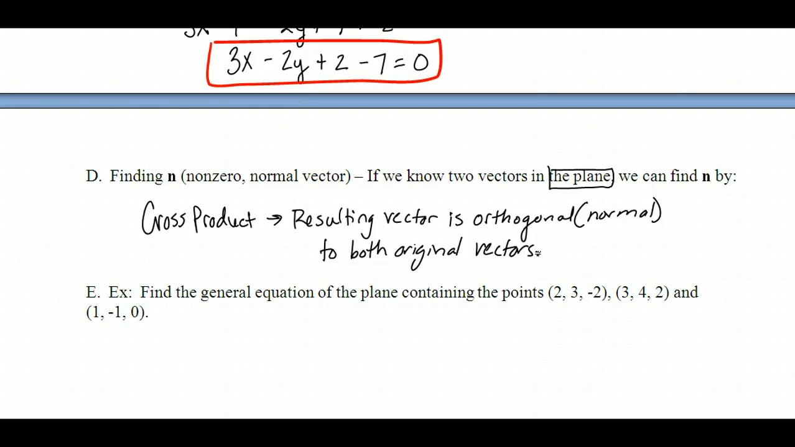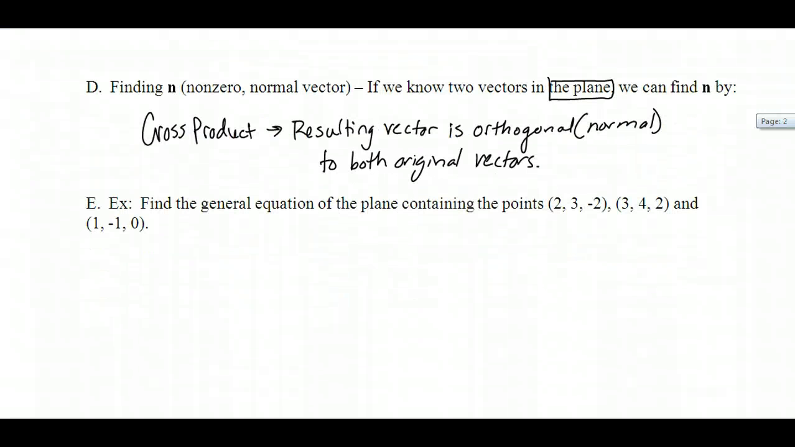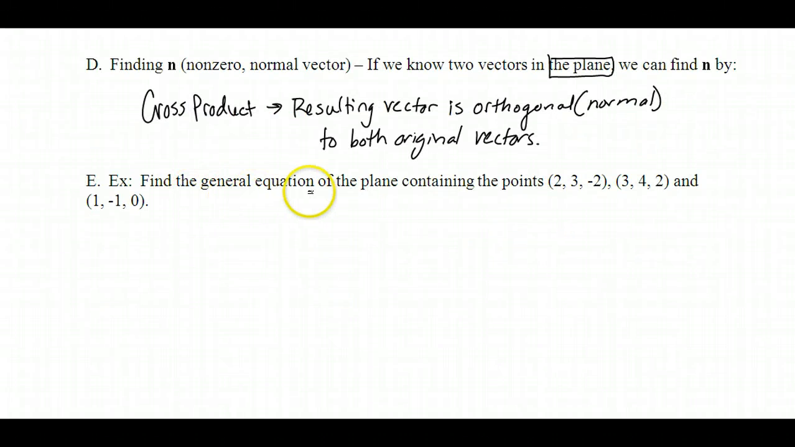Alright, so now the type of problem that we can do with this next example is we have to find the general equation of a plane, and our plane contains 3 points. Well, the idea here, to write the equation of a plane, we need to have a point on our plane. Well, we have 3 of them, but we have to have that normal vector. Well, to create a normal vector, we're going to have to use our cross product.